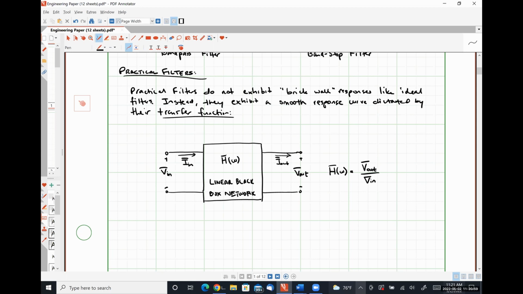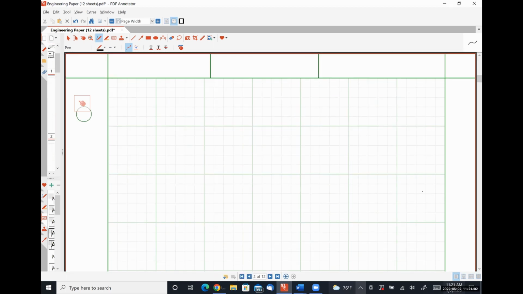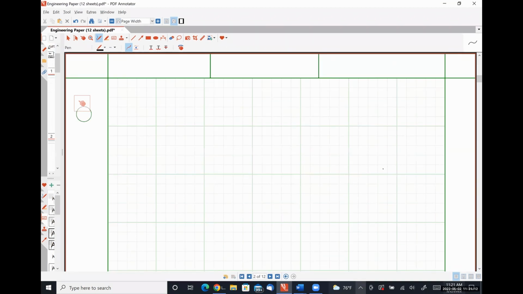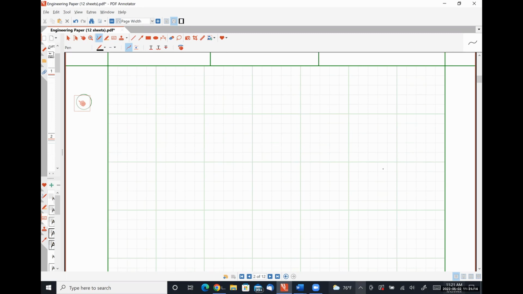So let's consider the following circuit. Did I scroll too far? You guys got this? All right. So let's consider the following circuit, where I have a resistor in series with a capacitor.